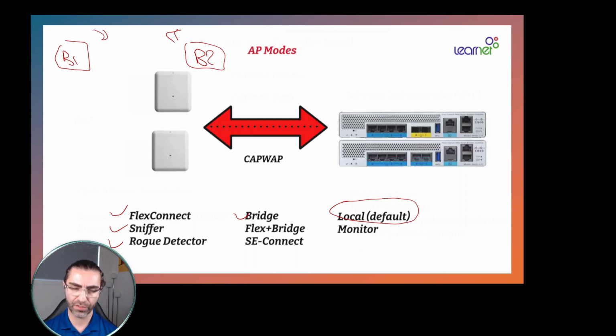FlexBridge is the combination of FlexConnect and Bridge. SE-Connect is helping you to do a spectrum analysis. So if there is any kind of interference in your network, you can use SE-Connect mode to help you with that. And Monitor, as the name shows, puts the access point in monitor mode. So it doesn't transmit anything, it just receives the signals and data that is going around, and can help you with some security IDS type work or detecting rogue access points, etc.